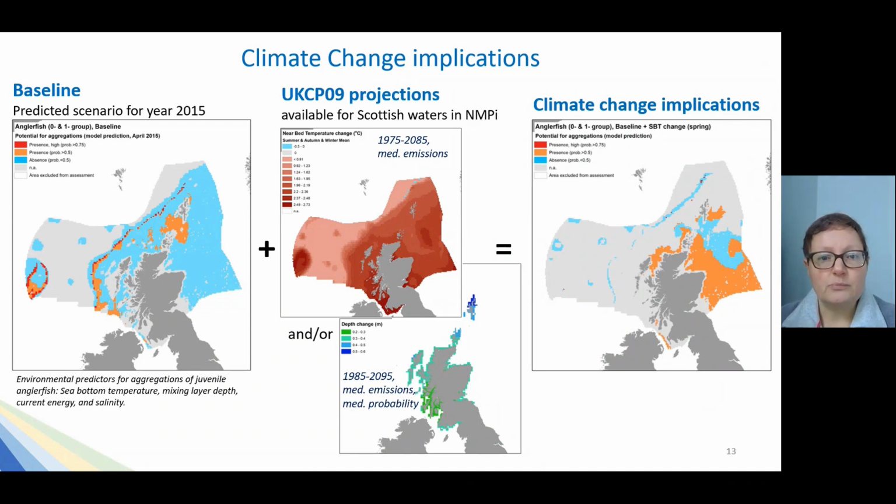Maps for climate change projections of some key environmental predictors, for example, seabed temperature or change in depth due to sea level rise, were obtained from the NMPI portal for Scottish waters, and these were applied to modify the baseline environmental scenario and therefore to observe the consequent change in the essential fish habitat model predictions, as shown in the map on the right-hand side.